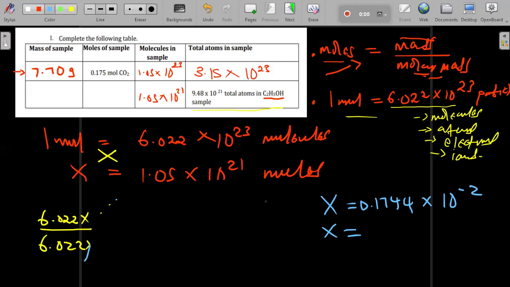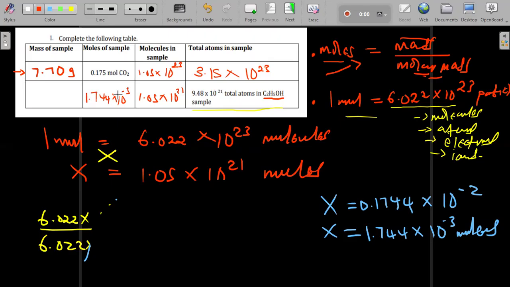Okay, so if I multiply that, I'm getting this as my answer. I'm getting 1.744 multiplied by 10 to the power minus 3. Okay, and these will just be moles. Those will be our moles for C2H5OH. So you come here and write your moles, which will just be 1.744 multiplied by 10 to the power minus 3 moles. Okay, so that is what we get there.